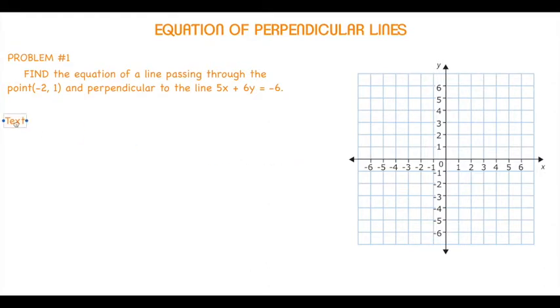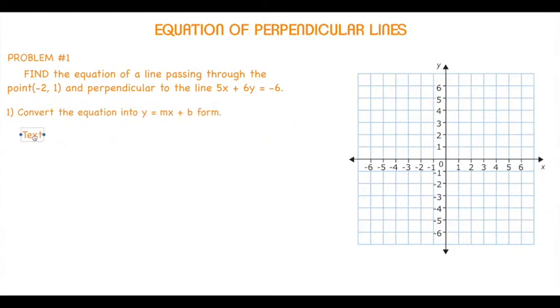So, for the first problem, I'll do this problem step by step because it will be simpler. The first step, convert the equation into y equals mx plus b form, or the slope-intercept form.